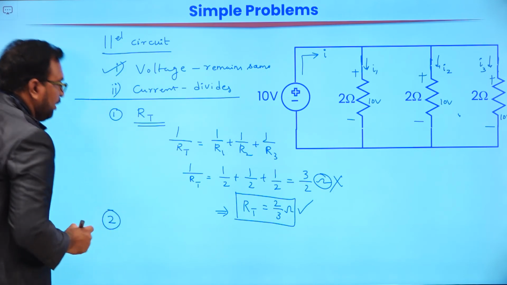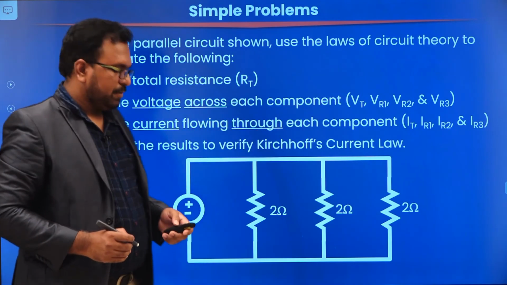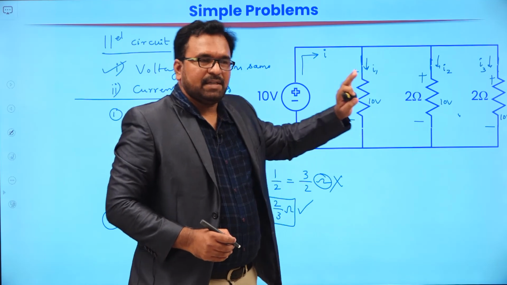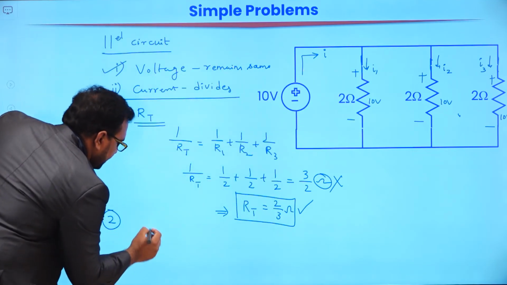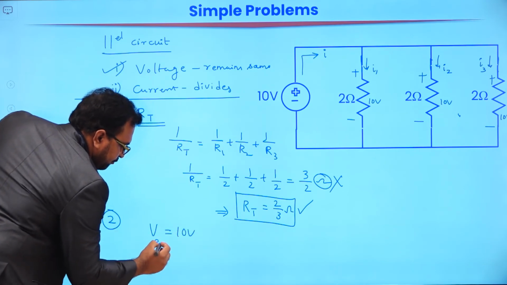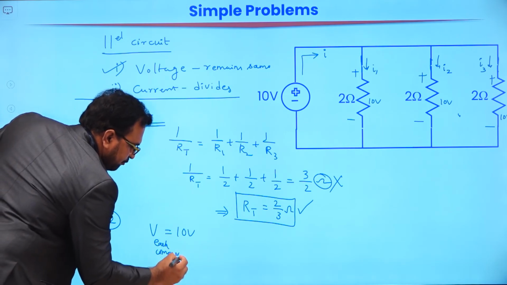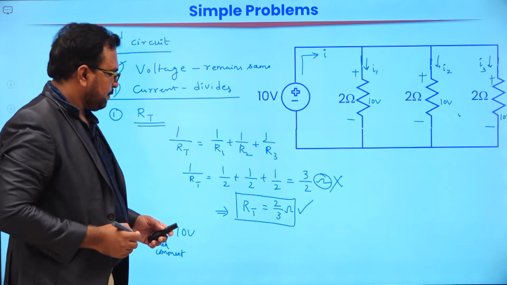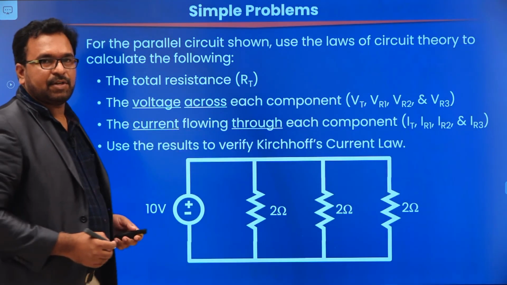Next, the second. What is the second question he has asked? The voltage across each component. We know that the voltage across each component is the same, because in a parallel circuit, voltage remains the same. That means the voltage across each component is 10 volts. That is very simple. And the third one you have to do is the current flowing through each component.